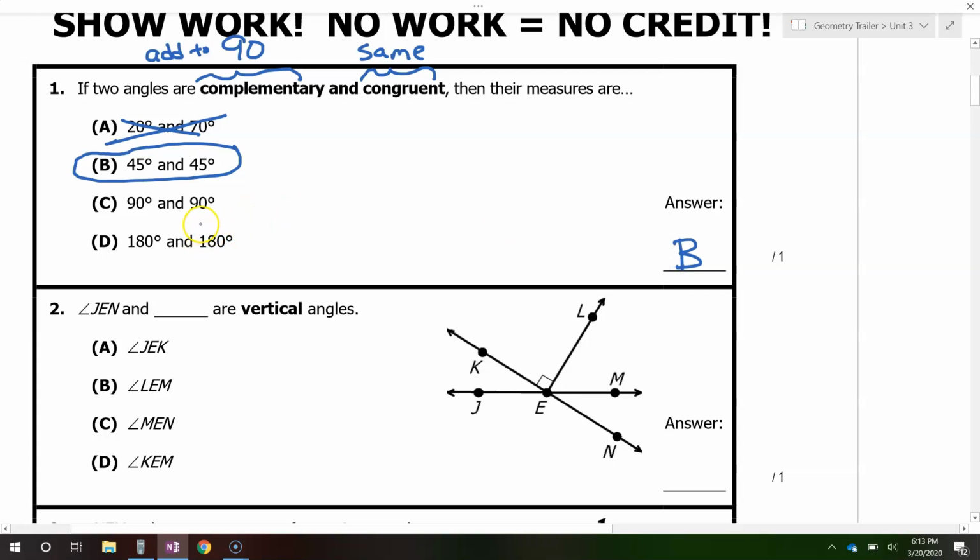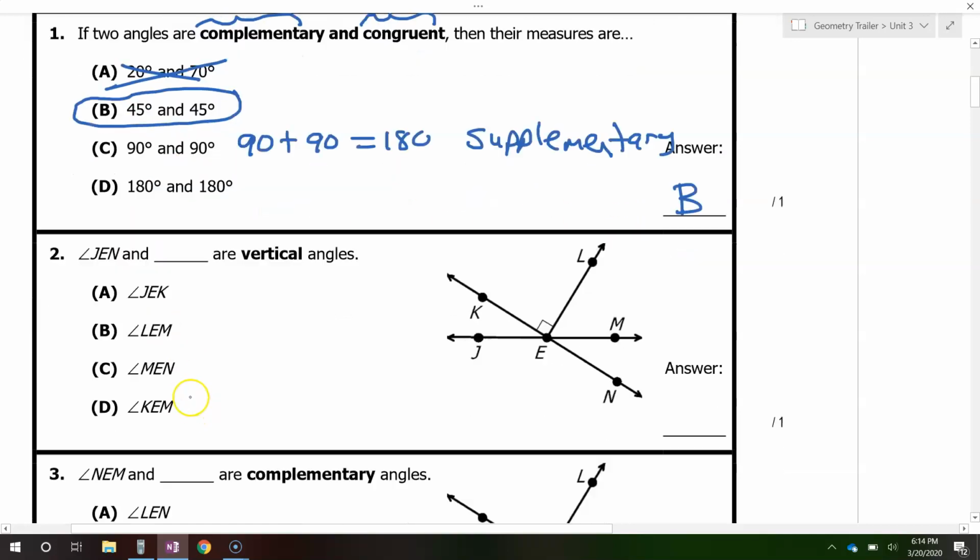A silly person might have guessed C because they see the 90 and they think, oh, complementary means 90. But complementary means that the two angles add up to 90. These two angles add up to 180 because 90 plus 90 is equal to 180. These two angles are actually supplementary, not complementary. Problem number 2.